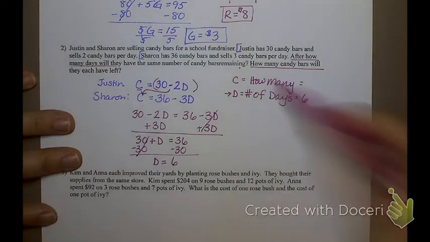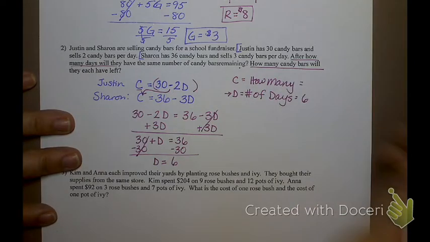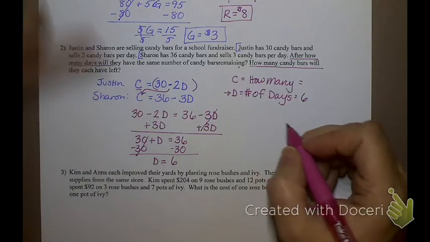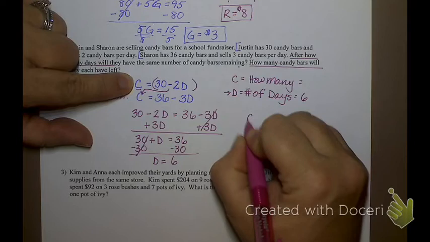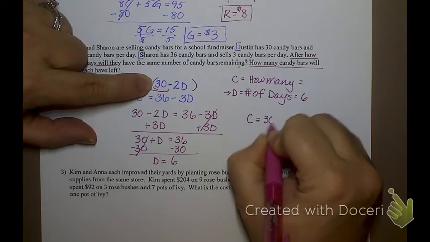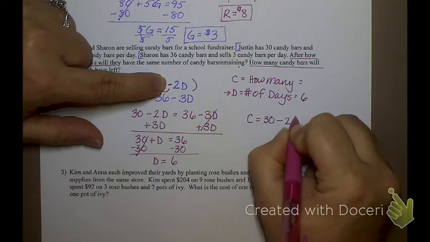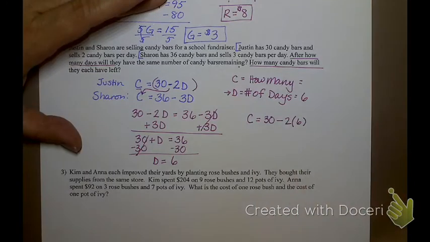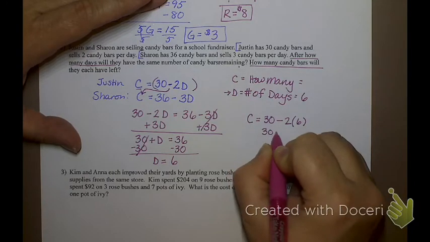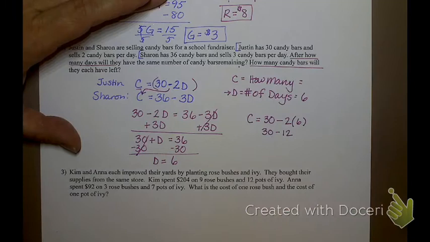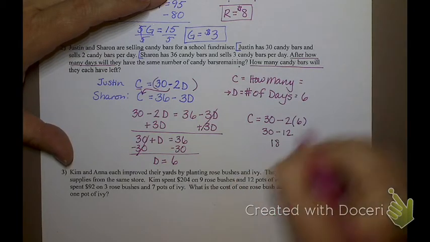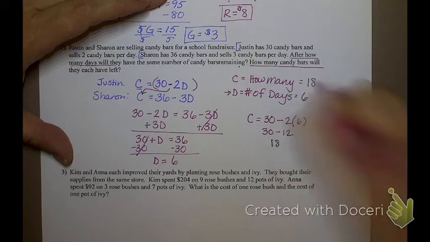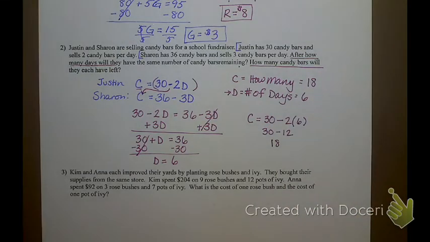How do I find the C value? Plug it in. Either one of these two. Doesn't matter. Pick the one that looks easier. I'm going to pick the first one. So C is equal to 30 minus 2 times 6. That's 30 minus 12, which is what? 18. So in 6 days, they will both have 18 bars remaining.